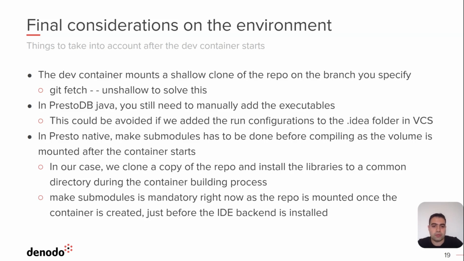For the case of Presto Native, the configurations are already defined in the CMake project, but you will still need to execute make submodules to get all the code from Velox before compiling it, because the clone is a shallow clone, so you won't have that code. In our case, we installed the dependencies to a common directory during the container deployment, as the repo is mounted at the end of the process, and we needed to have the dependencies installed prior to the mounting point.